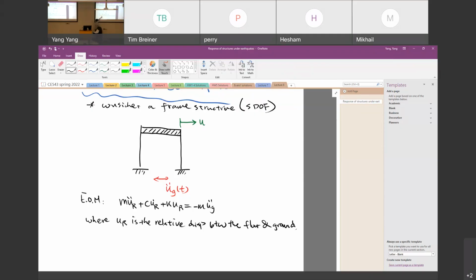The u_r here is the relative displacement between the floor and the ground. And so we can express the vibration of the structure as a forced vibration. The force can be expressed as the mass of the system times the ground acceleration times -1.